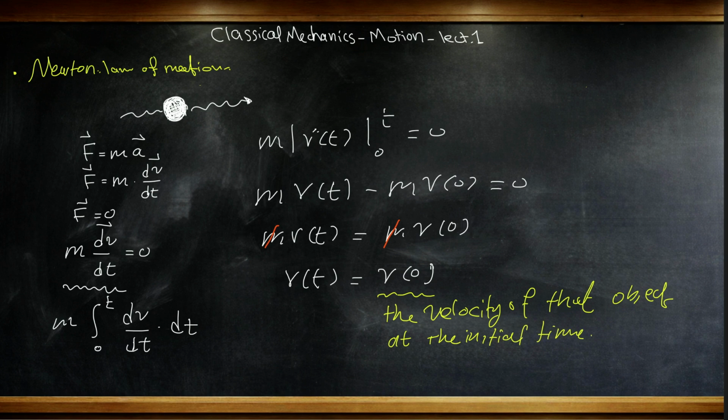That's why the velocity at any time of that moving object would equal the velocity at the initial time, so the object will move forever, because the force is 0, which is the same as Newton's first law of motion. That's why Newton's first law of motion is just a consequence of the second law of motion.